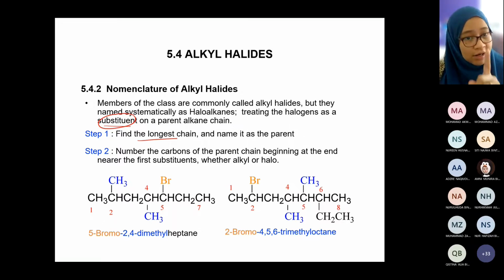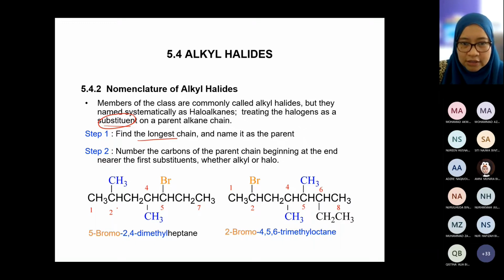But you treat the halogen as substituents. Macam you treat methyl, macam you treat ethyl, propyl, macam tu lah you treat for halogen. And then number the carbon of the parent chain beginning at the end nearer the first substituent, whether alkyl or halo. Okay, the second step is to consider the lowest number possible.